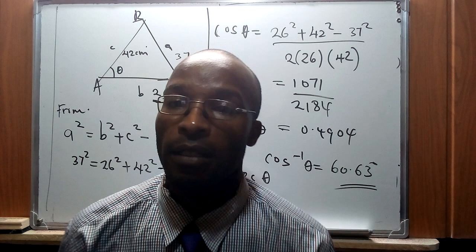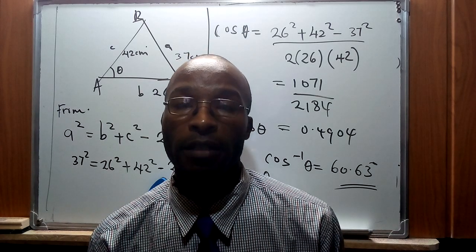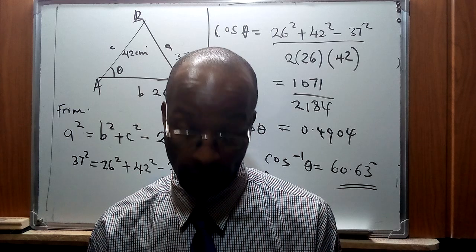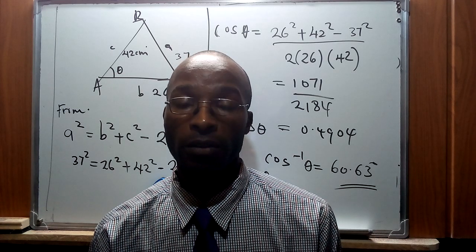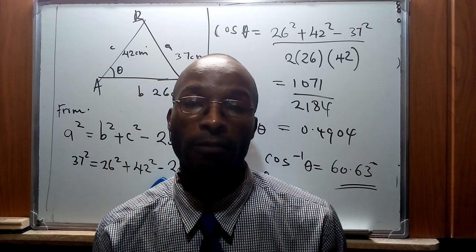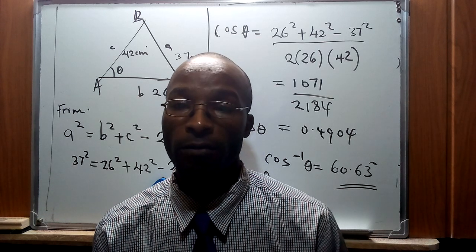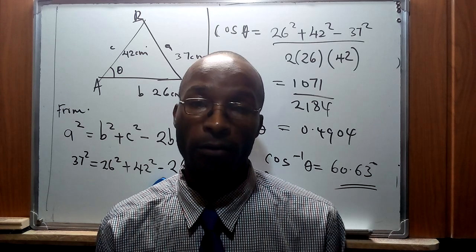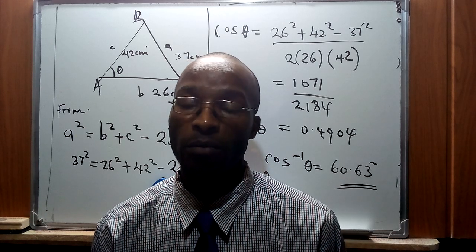So I hope that we have been able to follow the procedure for proving that the cosine rule is applicable. And the example that we have given shows that using the cosine rule, it will be easier for us to find unknown angles and sides of a triangle, as we have illustrated in our last example.